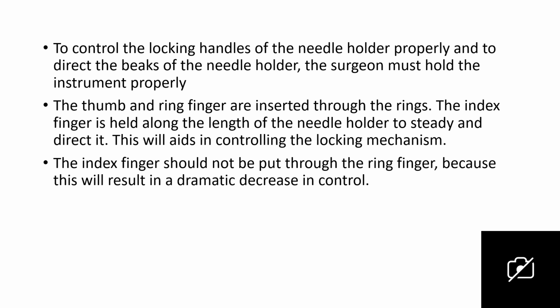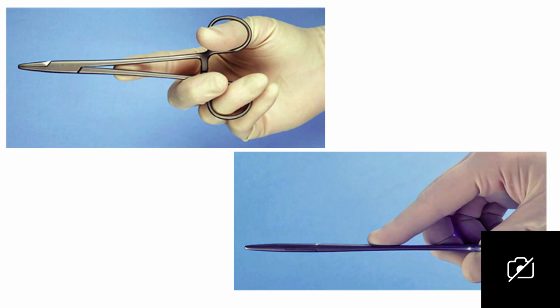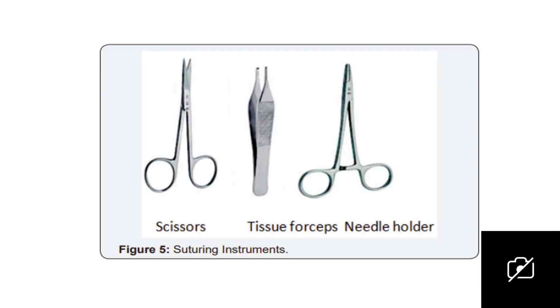So the right position is the thumb and the other finger, as we're showing here now. The thumb goes through one ring, and then this finger goes through the other. And the index finger is to guide. And we have scissors to cut the suture after having tied the knot.